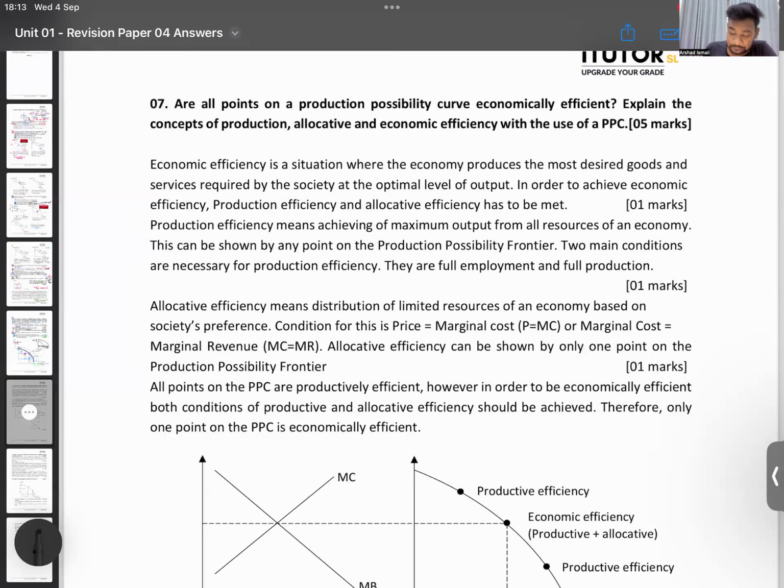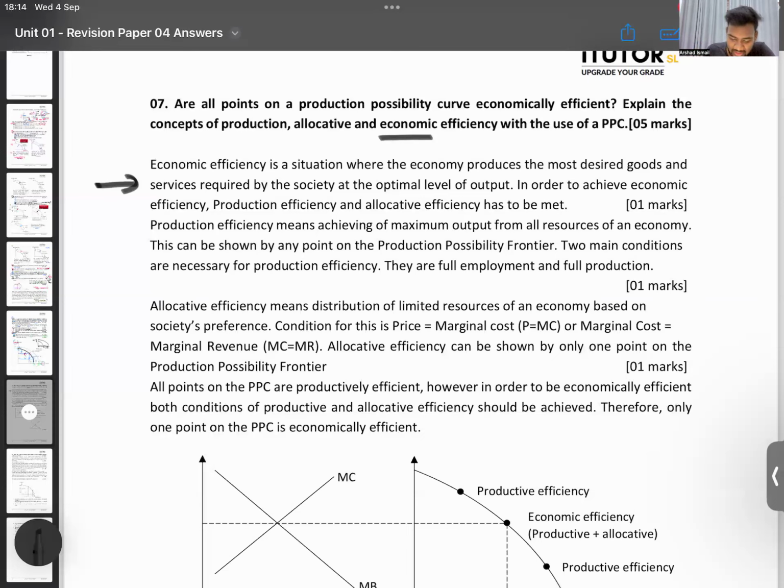Okay. So you can start your answer by saying, all points are not economically efficient. However, they are productively efficient. Maybe start with a small line like that. And then go and explain what is economic efficiency. This is where we learn the story.